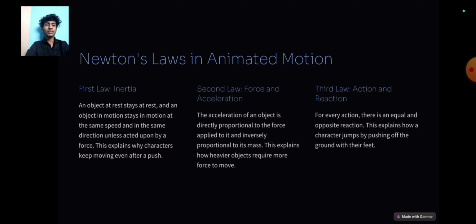Second law, force and acceleration. The acceleration of an object is directly proportional to the force applied to it and inversely proportional to its mass. This explains how heavier objects require more force to move. Third law, action and reaction. For every action, there is an equal and opposite reaction. This explains how a character jumps by pushing off the ground with their feet.